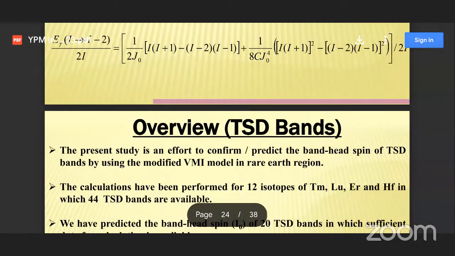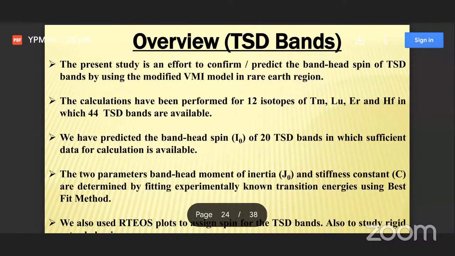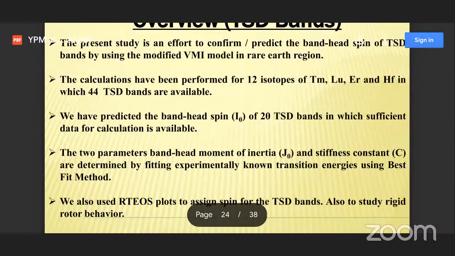Now, the focus of the present study, our effort, is to predict the band head spin of the triaxial superdeformed bands by using the modified VMI model in the rare earth region. Specifically, as from the previous diagram, it is shown that the maximum triaxial superdeformed bands are found only in the rare earth region. The calculations have been performed for the 12 isotopes in which the triaxial superdeformed bands are available, which are thulium, lutetium, erbium, and hafnium, in which 44 TSD bands are available.